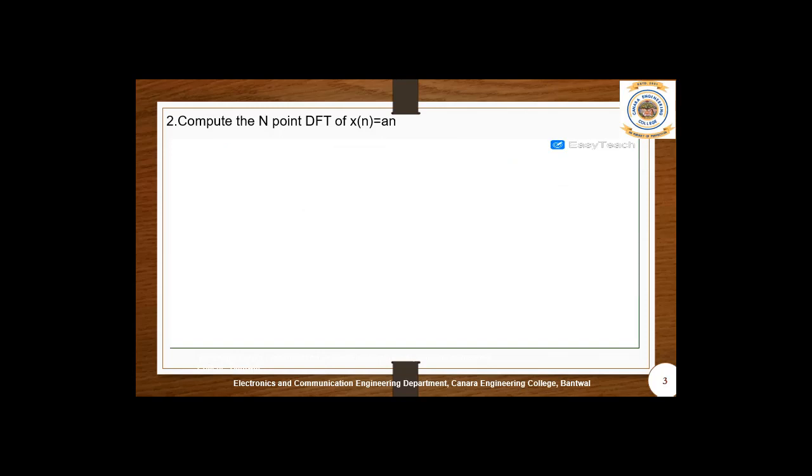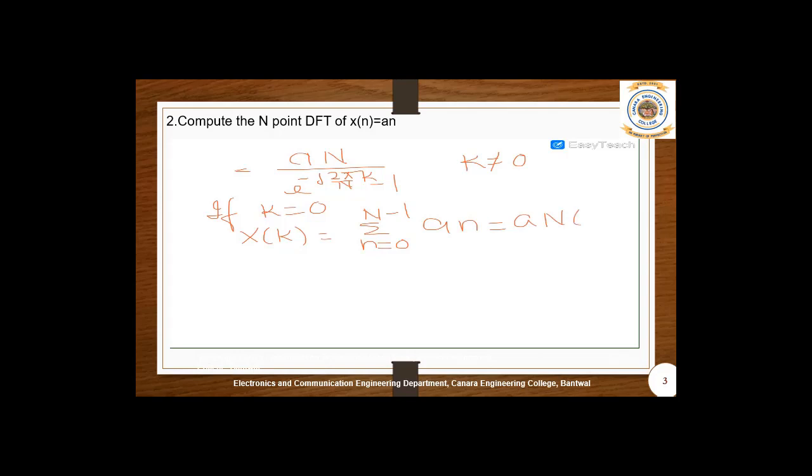So further simplifying this, I am going to get a into N divided by e to the power minus j 2 pi by N k minus 1, provided k is not equal to 0. If k equals 0, X of k will be equal to the summation for n varying from 0 to N minus 1 of a n. It is a into N times N minus 1 divided by 2.